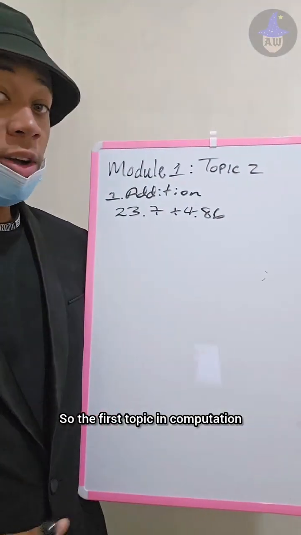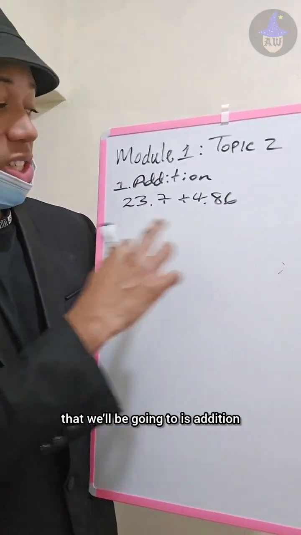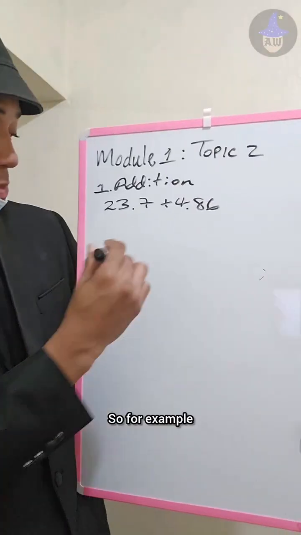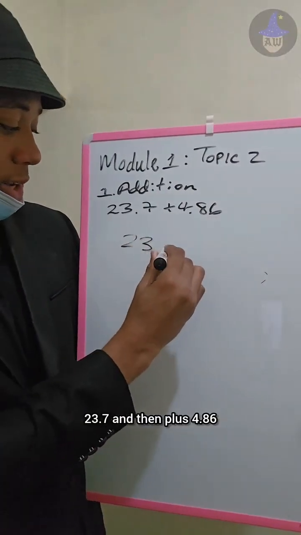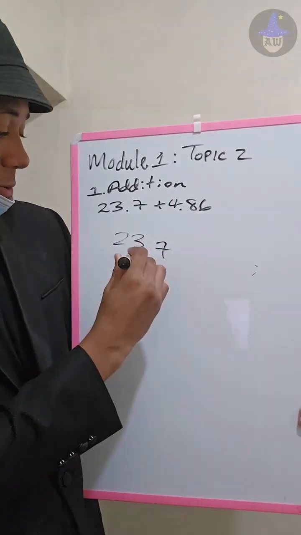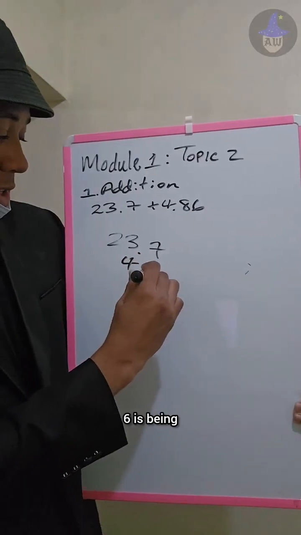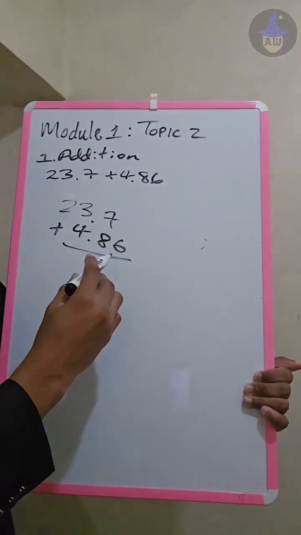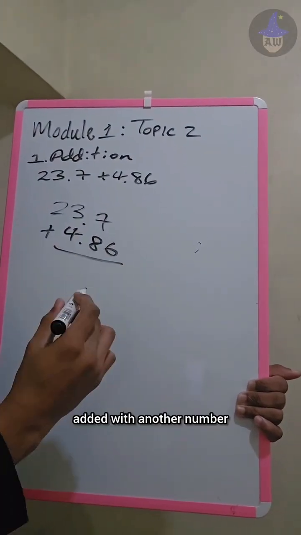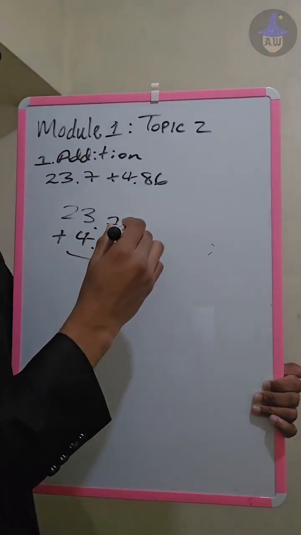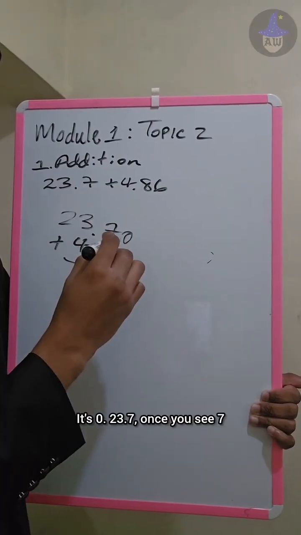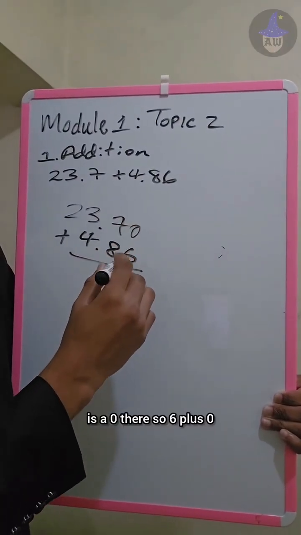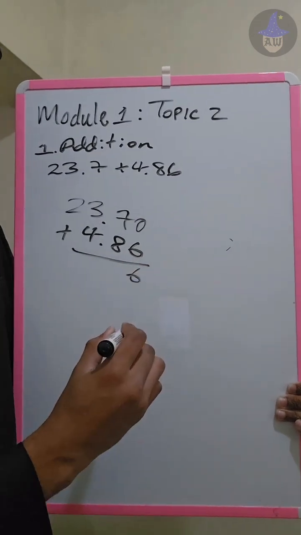Now the first topic in computation that we'll be going through is addition. When you're doing addition, the numbers should align vertically. So for example, 23.7 plus 4.86 plus 6. 6 is being added with another number, but it's not there. It's 0. In 23.7, once you see 7 and nothing comes after it, there is a 0 there. So 6 plus 0 is 6.